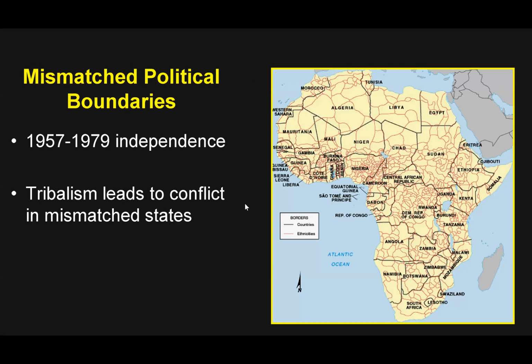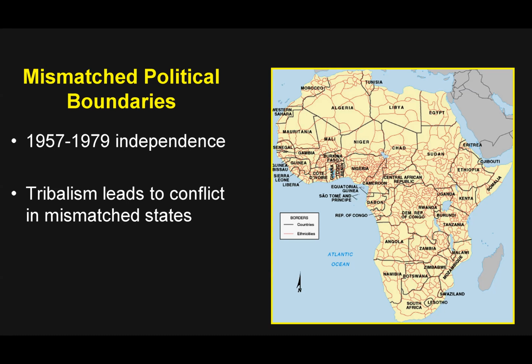Now, when independence happened after World War II, for the most part, and note that Ethiopia and Liberia were never actually colonized. So those are two countries that weren't officially colonized. But most of the countries became independent from 1957 to 1979, the last one being Zimbabwe, which had to fight for its independence. But those borders follow much along the colonial borders that were pushed on them by the Europeans. They weren't matched with the local ethnic groups.